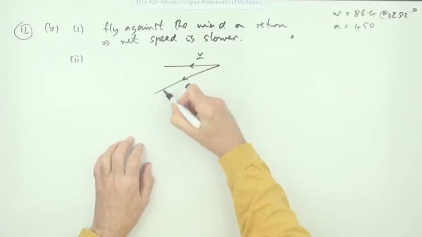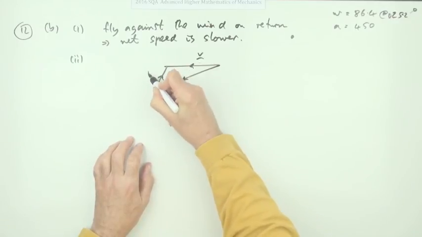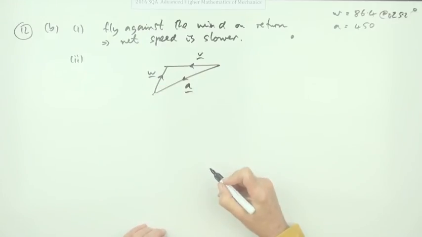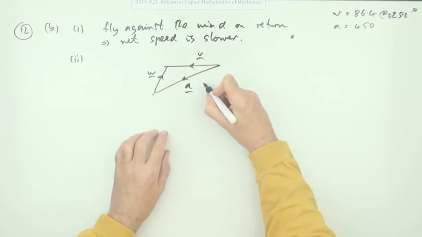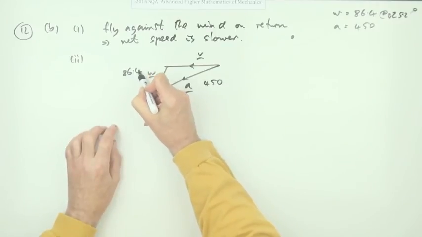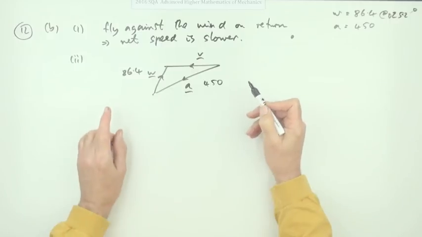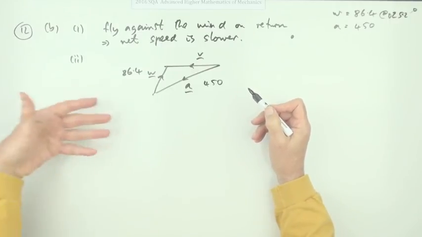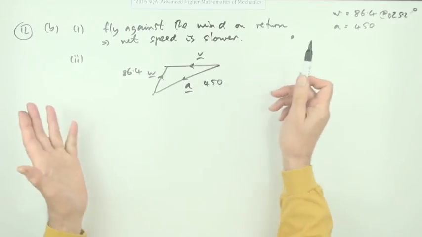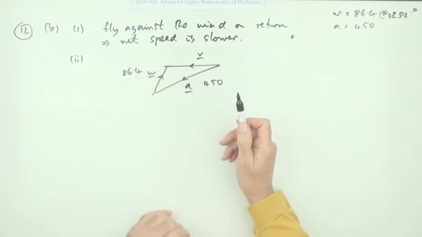There's the velocity of the aircraft. There's the velocity of the wind. And I know the magnitude of that was 450, and the magnitude of that was 86.4. And if I'm going to do it the vector way, I'm just going to use components, horizontal and vertical. So I just need their angles, any angles, either to the vertical or to the horizontal.